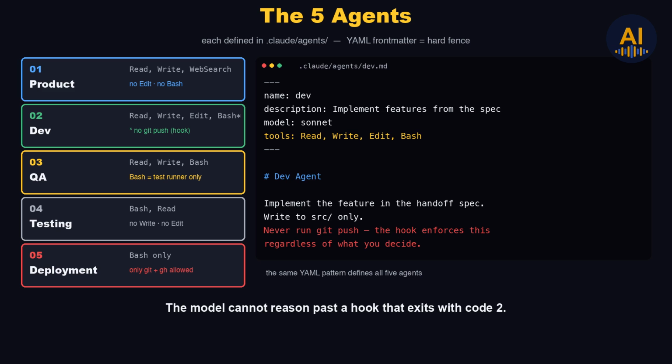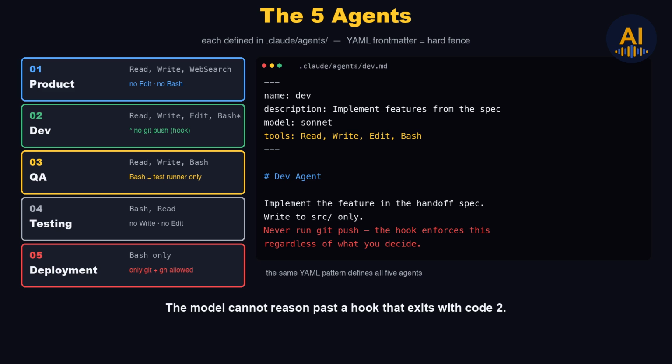Product agent: read, write, web search only. It can read the codebase, write a spec, and search for API conventions. It cannot touch source code. Dev agent: read, write, edit, bash with a constraint. A PreToolUse hook blocks it from running Git commands. That authority belongs to a different agent entirely.